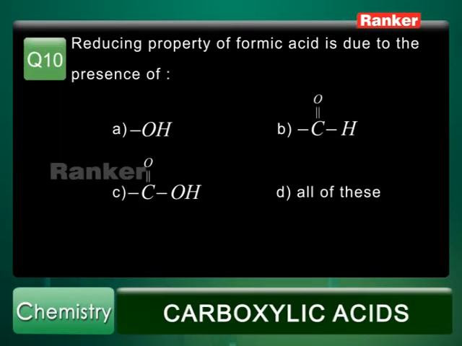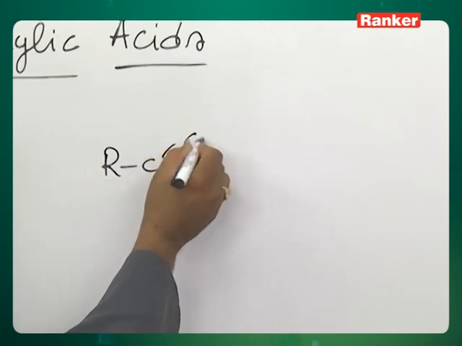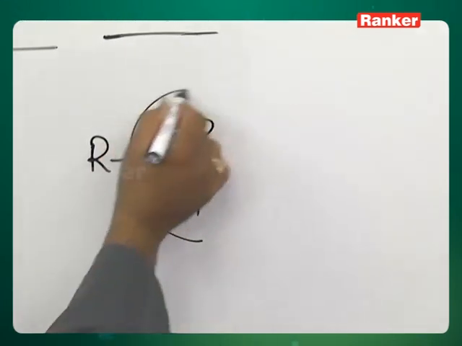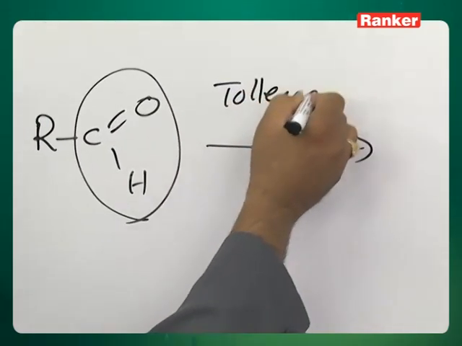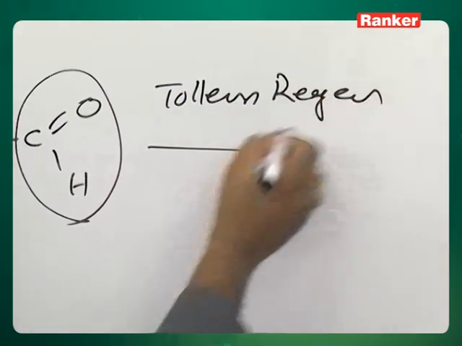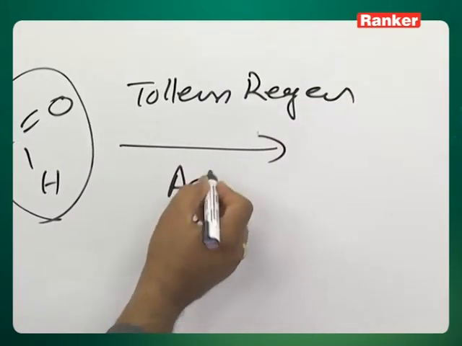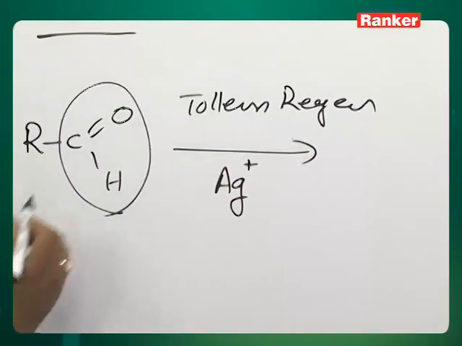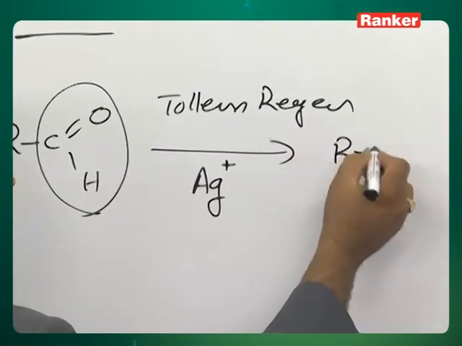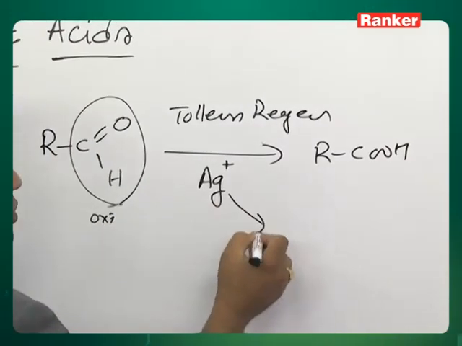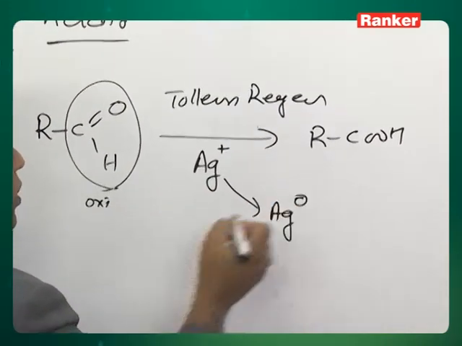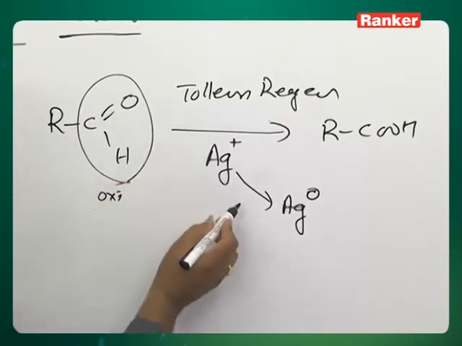The question goes like, the reducing property of formic acid is due to the presence of what? What is reducing property? RCHO is an aldehyde function, isn't it? Generally, we add Tollens reagent. Tollens reagent contains what? Silver nitrate, Ag+ will be there. So this compound is oxidized to a carboxylic acid, and the silver is reduced to silver metal, Ag(0). So this compound is reducing the silver.